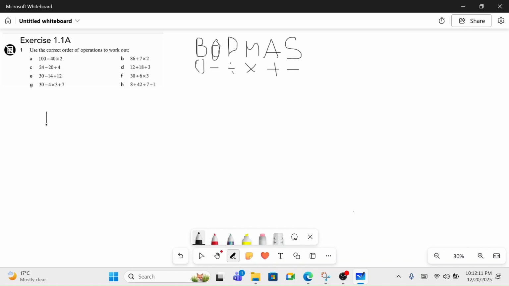A: 100 minus 40 times 2. So looking from this, we can see which one to use first. Since multiplication is ahead of subtraction, we're going to do 40 times 2, which is 80. And then now we're going to do subtraction since we don't have anything else. So 100 minus 80 is 20.